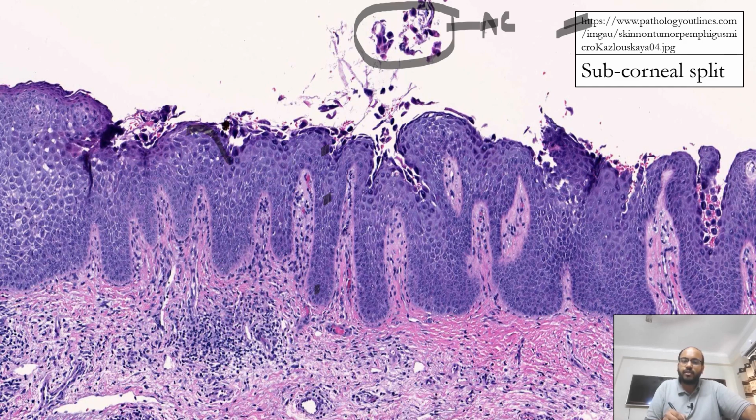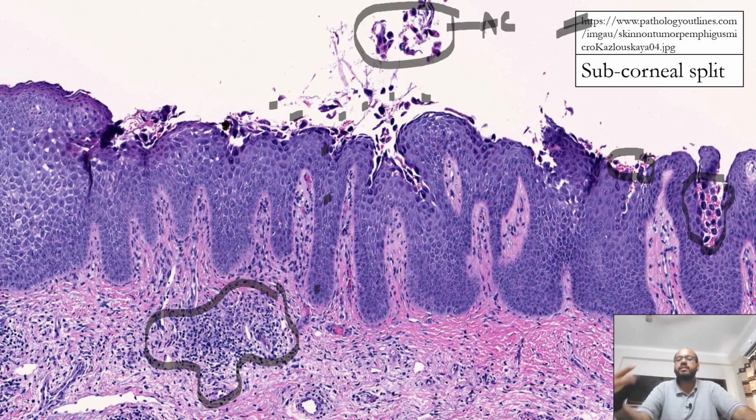Can you see that this whole layer is made by dark blue staining cells? The reason is that this whole area is granular layer, and just above that you have the split. The split consists of multiple acantholytic cells. You can also see a mild upper dermal infiltrate composed of mixed cells: lymphocytes, neutrophils, eosinophils. You can see some trapped acantholytic cells here also.